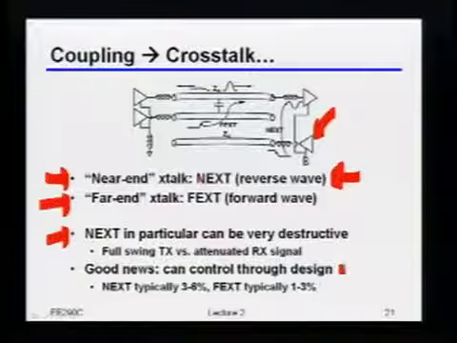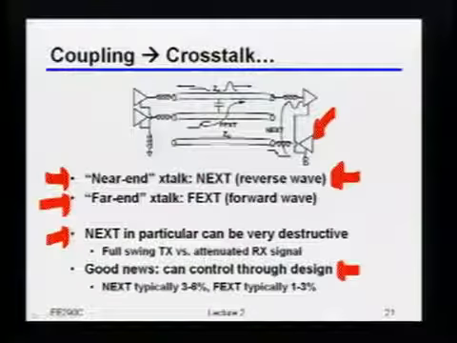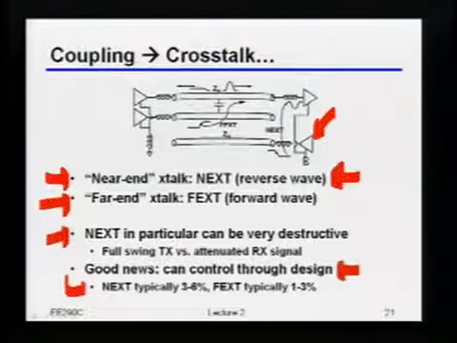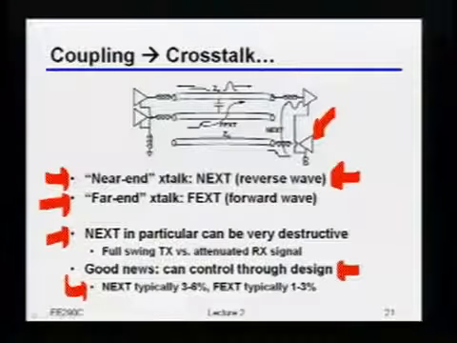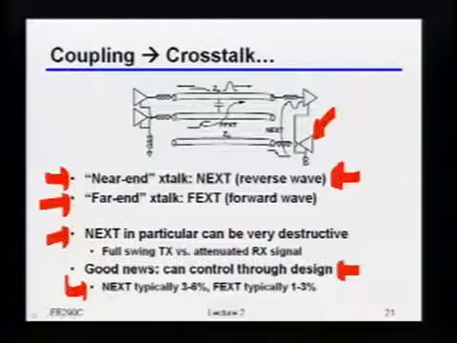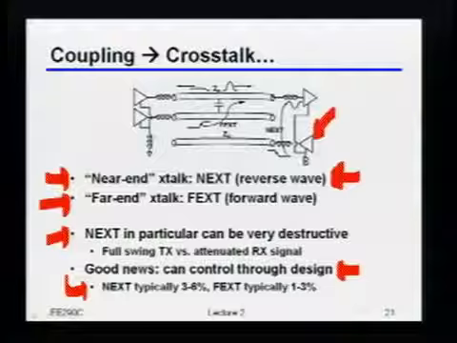Now, the good news is that if you do a good job with the design, you really can control this reasonably well. But typical numbers that you'll run into are somewhere in the range of about 3 to 6% for near-end crosstalk, and about 1 to 3% for far-end crosstalk, okay?